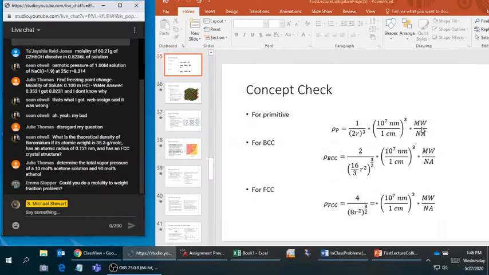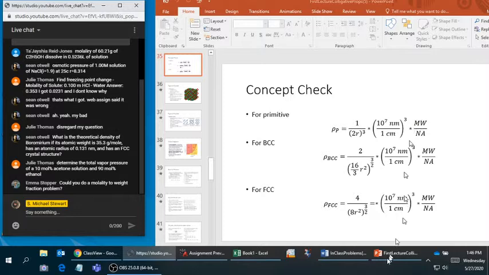Let me bring it up on the desktop for you. These 3 formulas are actually given to you. They'll also be given to you on the exam, plus you have access to the notes anyway. So for an FCC crystal, the packing density is 4 over 8 times the radius squared to the 3/2 power. There is a conversion factor between nanometers and centimeters, so it's 10 to the 7 centimeters over nanometers over 1 centimeter to the cubic power times the molecular weight, in this case 35.3, all divided by Na, which is Avogadro's number, which is 6.02 times 10 to the 23rd.